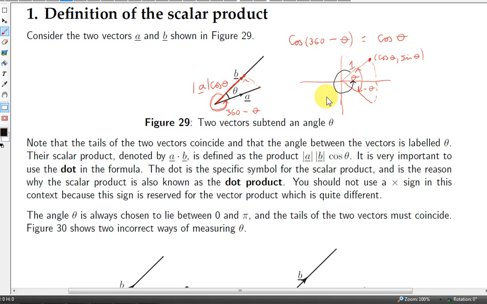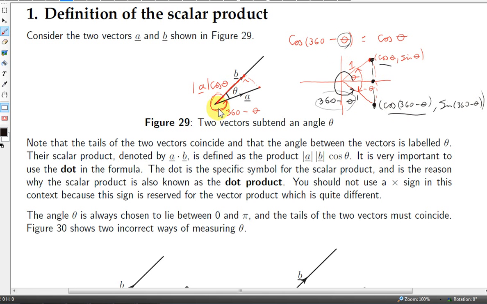This angle here is 360 minus theta. Actually, I must measure from the positive x-axis, anti-clockwise. So, coordinates of a point on the unit circle are given by the cos of this angle and the sine of the angle. So, you can see that the x values of both of these points are the same. So cos theta equals cos of 360 minus theta. And it doesn't matter actually whether theta is an acute angle or not. It's also true for any value of theta.